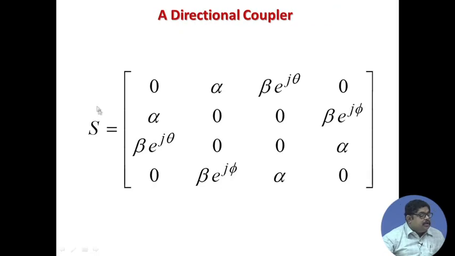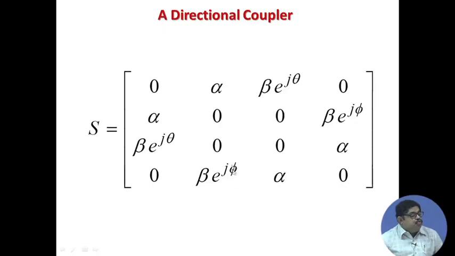Let us see here. You see that this column shows you what is given at port 1. Something is given at port 1, nothing comes out at port 1 because it is matched. Then some power goes to port 2, some goes to port 3, nothing goes to port 4. That is why port 4 of any directional coupler is called the isolated port: even if you give power at port 1, ports 2 and 3 get power, but port 4 does not get power.